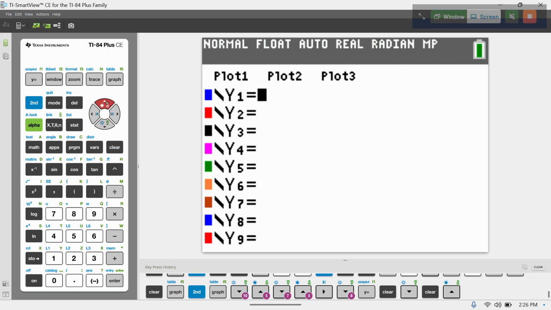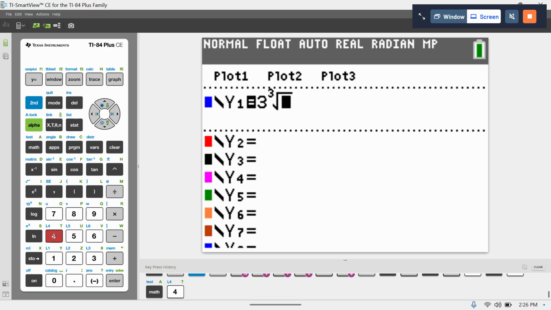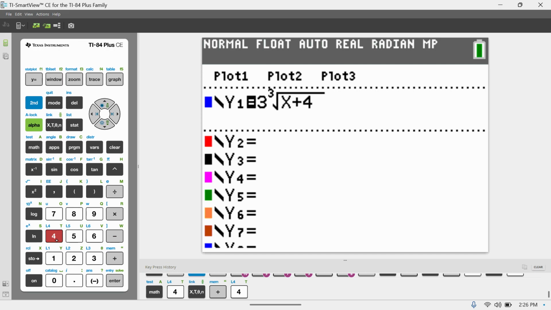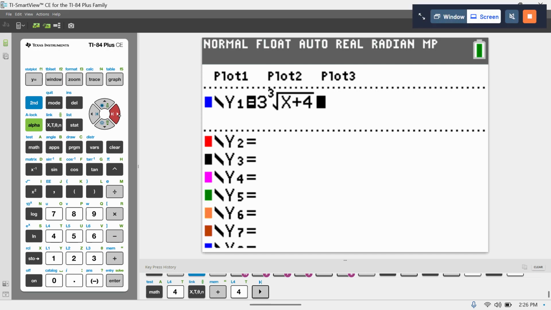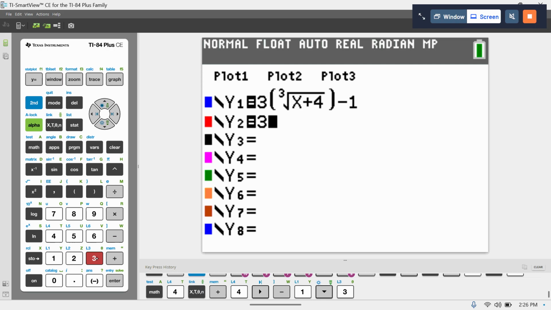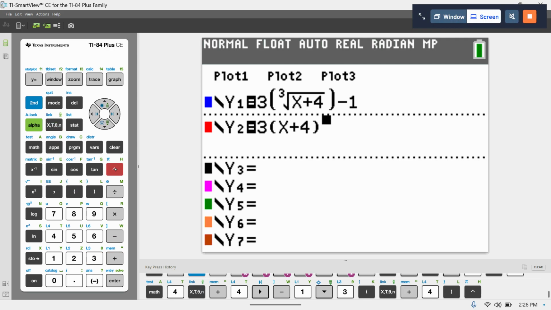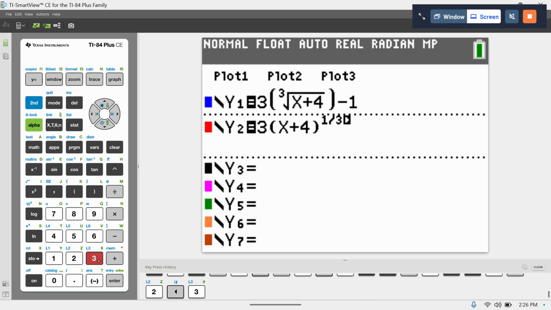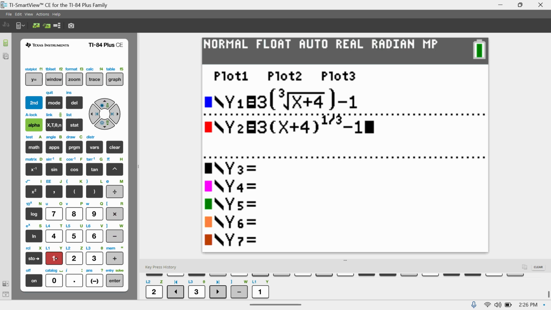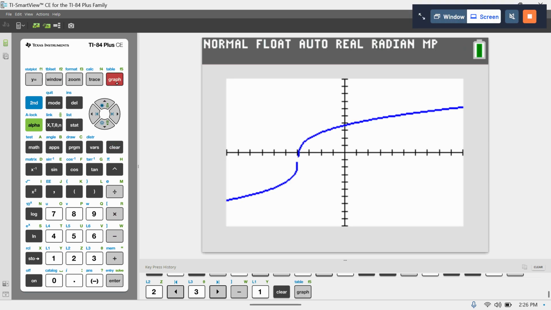We have -2, or I'm sorry, that was the last one, 3 times cube root of x plus 4. So again, you can go math and choose number 4 and make sure x plus 4 is under here. And then make sure you arrow over to get out of it before you type your -1. Another way to type it in would be to do like x plus 4 to the power of 1/3, right? Remember, taking the square root or the cube root is the same thing as to the 1/3 power, like that. Like those are the same thing, okay? So take a look at your graph. It looks like what I already showed you on the paper, okay?